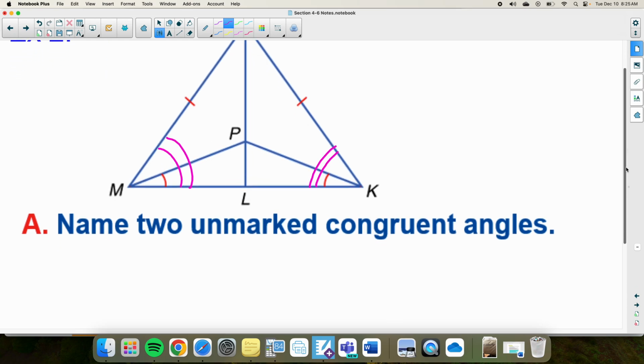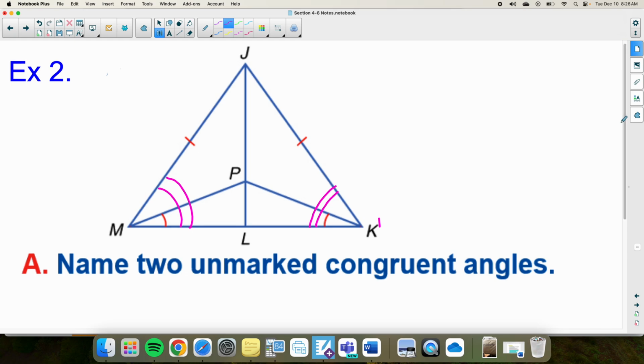Now in these, I have to use three letters because there are several angles drawn at K and M. So I'm going to need to use three letters. I can say angle JML or JMK, they're the same. So I'm going to say JML is congruent to, and then I could say JKL or JKM, or I could go the other way, LKJ, but K would have to be in the middle. So I'm going to say JKL.